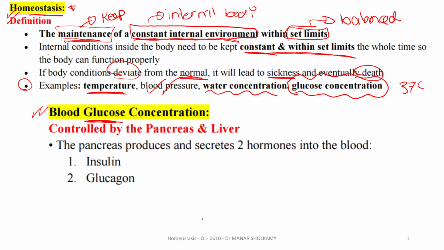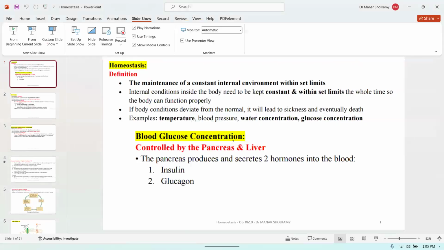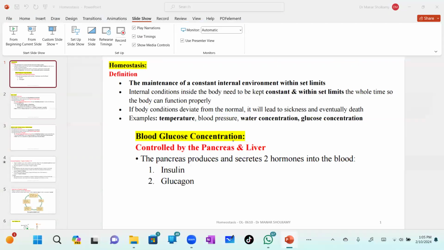I can unmute you. Tell me, what is the name of the hormone that will lower the blood glucose levels? Who can give me an answer? Insulin. Yes, glucagon and insulin. Insulin and glucagon. Now, I will open a page.